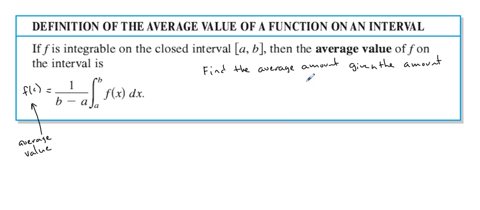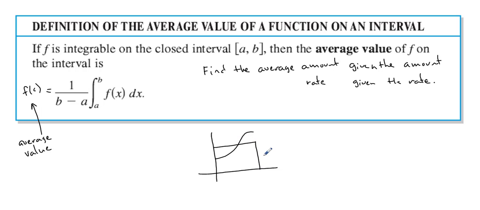Find the average rate given the rate. And again, if we look at it graphically, that height, that f of c, that is the average then that we came up with, right? This is that average.